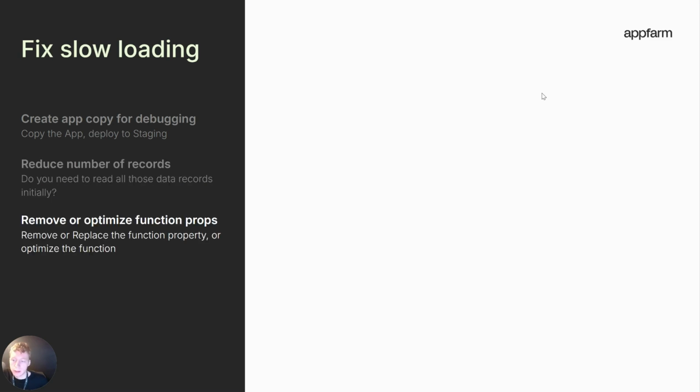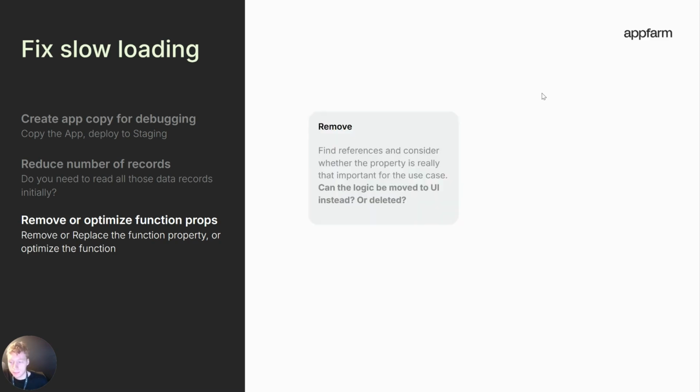Take a look at the function properties on your database connected data sources and consider if they're needed. You can remove them, for instance. Use find references and see where this function property is actually in use. Is it needed? Is it critical for the functionality of the app? Could the logic simply be deleted entirely? Or if it's only in use in one table in the app, maybe this function could be moved to the UI instead, so that it's just a function column on this table, which is a much more performant way of calculating the same data.